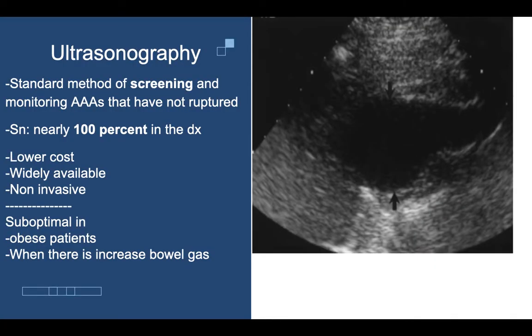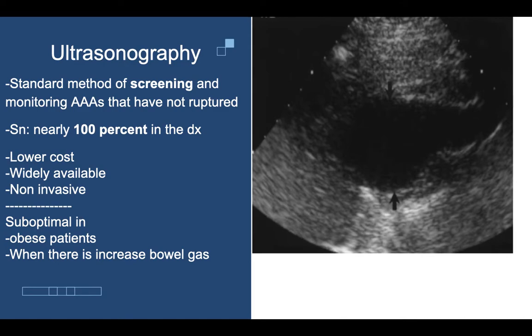So moving on, when it comes to diagnostic imaging, we're going to first talk about ultrasound. So ultrasound is the standard method of screening and monitoring for these abdominal aortic aneurysms that have not ruptured. And what's great about ultrasound is that it has a sensitivity of nearly 100% in the diagnoses. Some of the advantages of ultrasound are going to be lower cost, it's widely available, and it's also non-invasive. So you really just need gel, the ultrasound head, and then the projection.